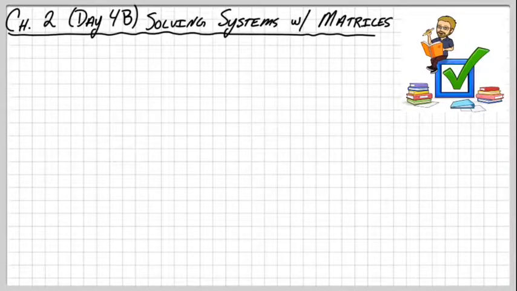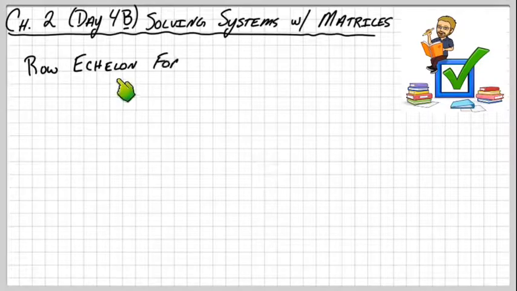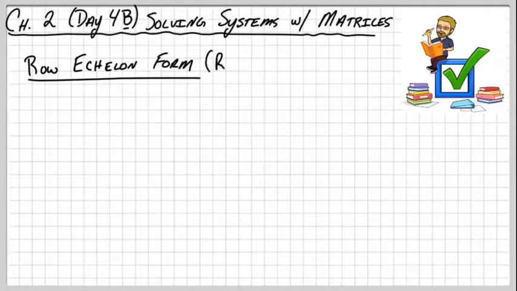Welcome back. This is Mr. Bishop once again. We're going to move forward with talking about how to solve systems with matrices now that we know how to put systems of equations into augmented matrices. So the next piece we're going to talk about is using row echelon form. So I'll go ahead and put that down here. Row echelon form, or on the streets it's just known as REF.